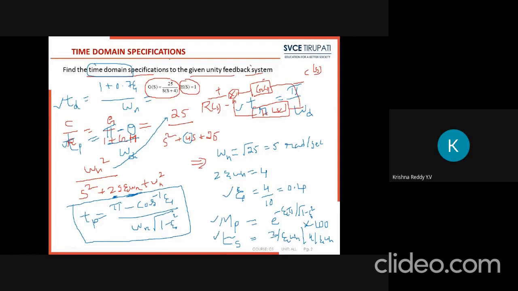This topic is important for our GATE exam also. If they give a system like this, they need to calculate either the peak time or rise time or delay time. With the help of these formulas, we can calculate all the time domain specifications.